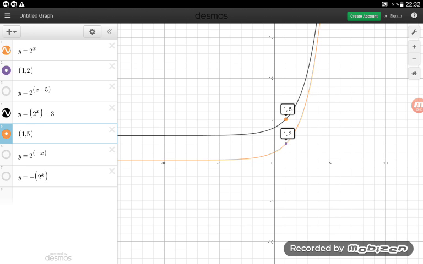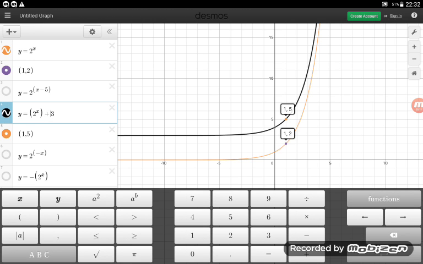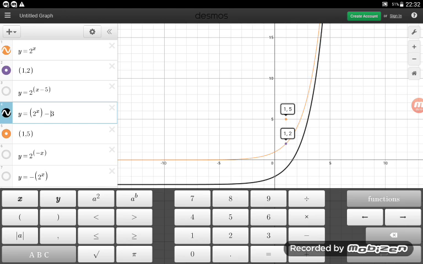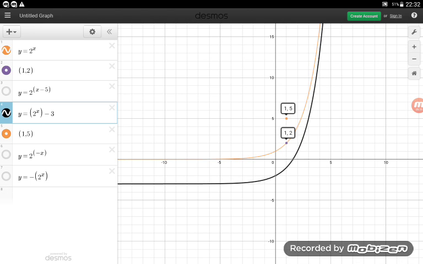So we have carried out the transformation to this point correctly. If I want to move 3 down, all I have to do is change that sign to negative. Then it's gonna go from (1, 2), so to go down 3 units, 1, 2, 3. So it's gonna be here. It is now at (1, -1).